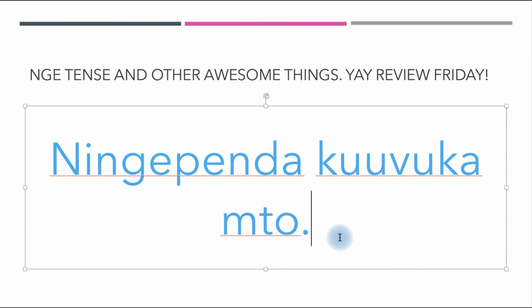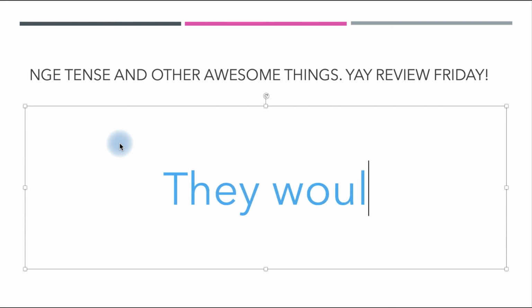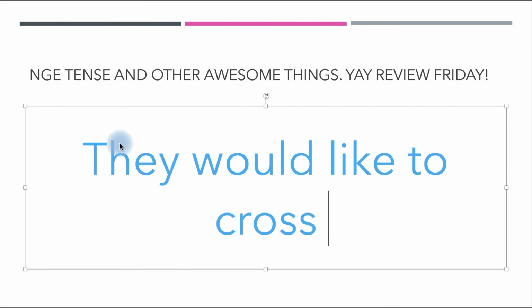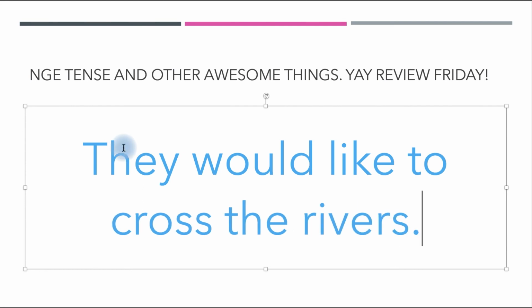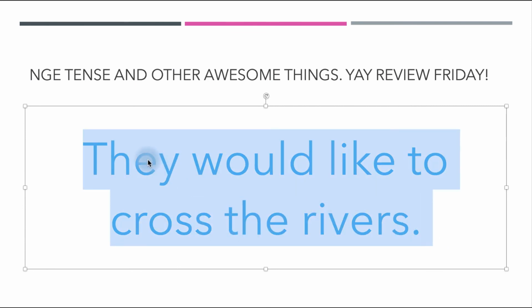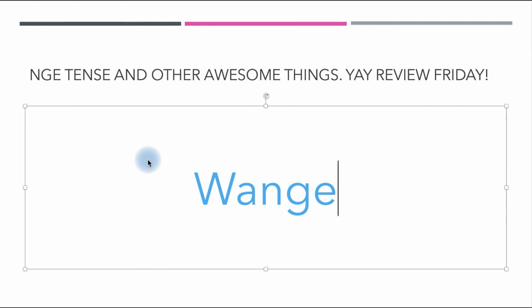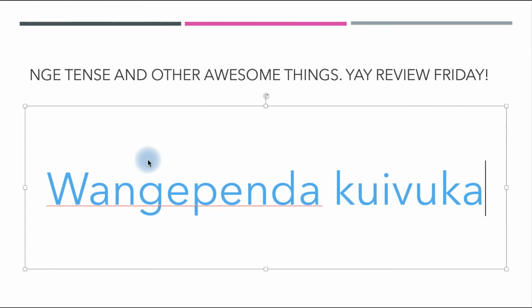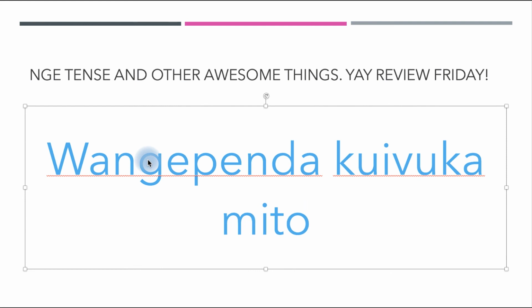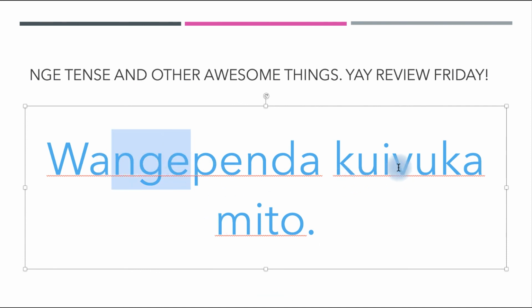Let us try and say, they would like to cross the rivers. Now instead of I, we are working with they. Did you say wangependa kuivuka mito? Oh, the sentence itself is just a sentence, not a question. So wangependa kuivuka, that is the object infix for rivers. Wangependa kuivuka mito. All right.